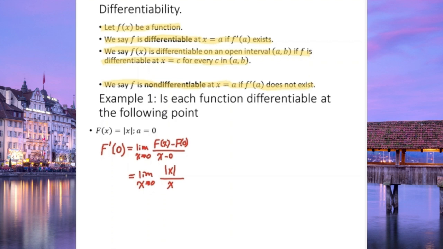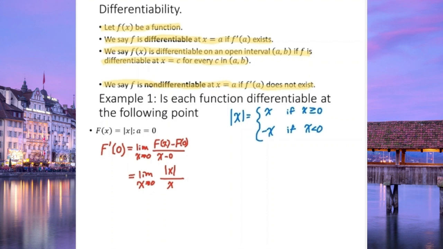It's not rational, so factoring won't help. There are no radicals, so rationalizing will not help. There are no complex fractions, so clearing complex fractions won't help. The common strategy when working with absolute values in calculus is that we observe the absolute value function as a piecewise function. The absolute value of x is x if x is greater than or equal to 0, or it's negative x if x is less than 0.